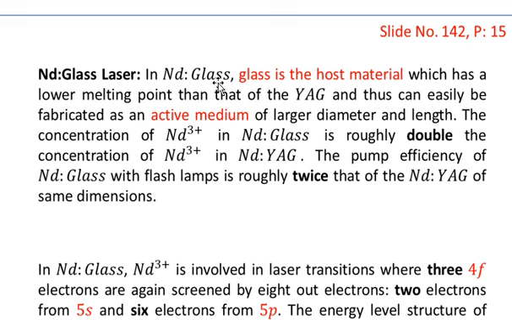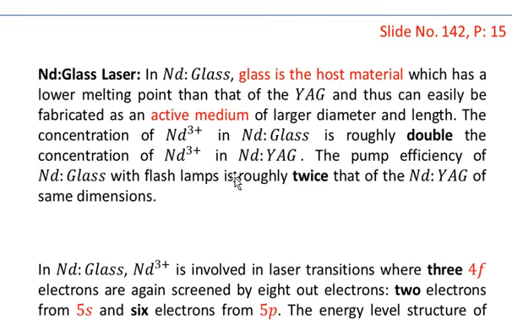In Nd glass, glass is the host material which has a lower melting point than that of the YAG and thus can easily be fabricated as an active medium of a larger diameter and length. The concentration of Nd3+ ion, triply ionized neodymium ion, in the Nd glass is roughly double the concentration of Nd3+ in the Nd-YAG.